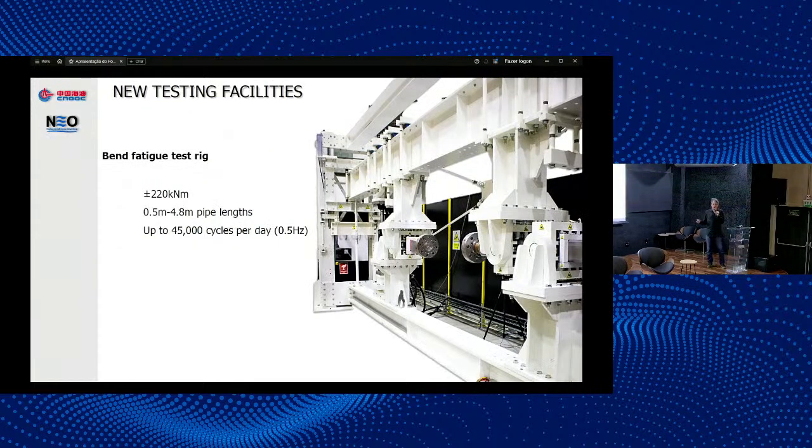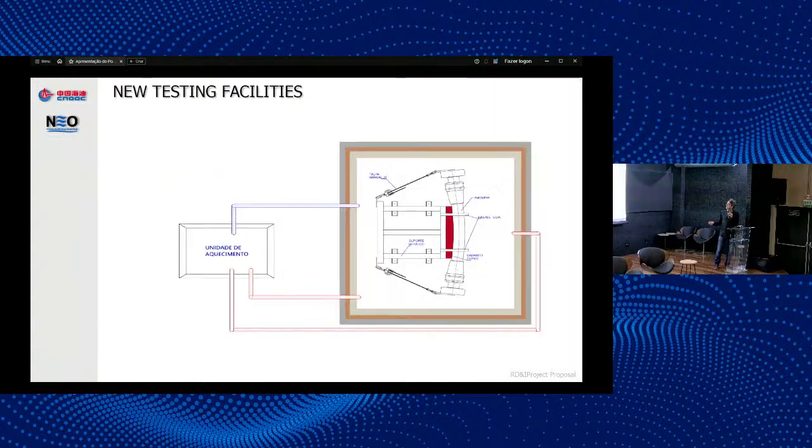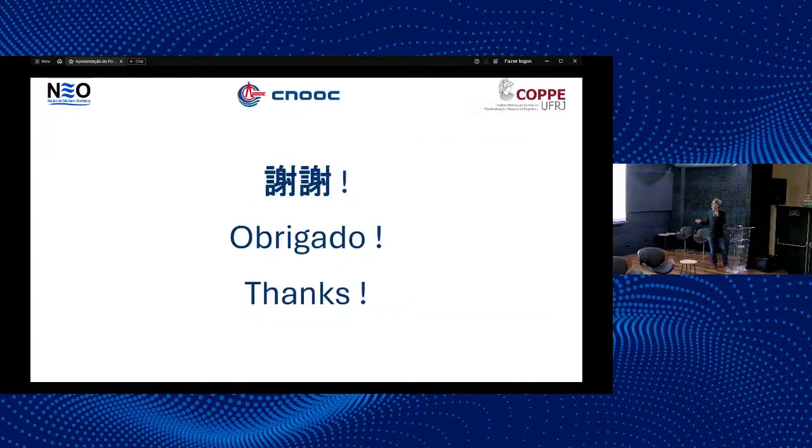So to complete the campaign of the required tests to qualify the pipe, we will need to develop a new bending fatigue test rig, not available in the university for this specific application, where we will be able to apply a 4-point alternating test and a box for burst and bending the pipe.